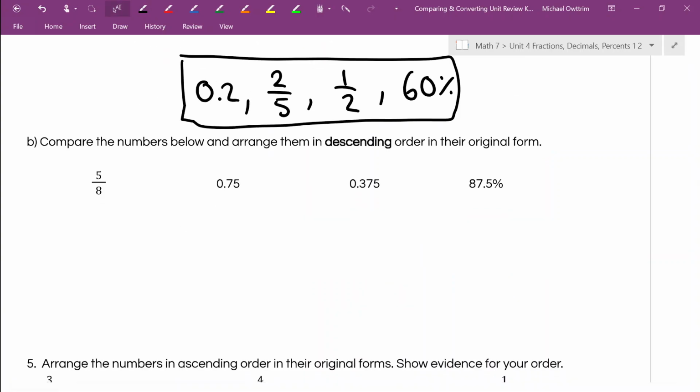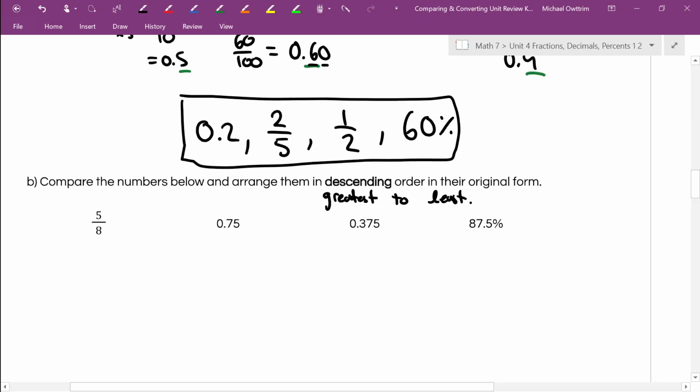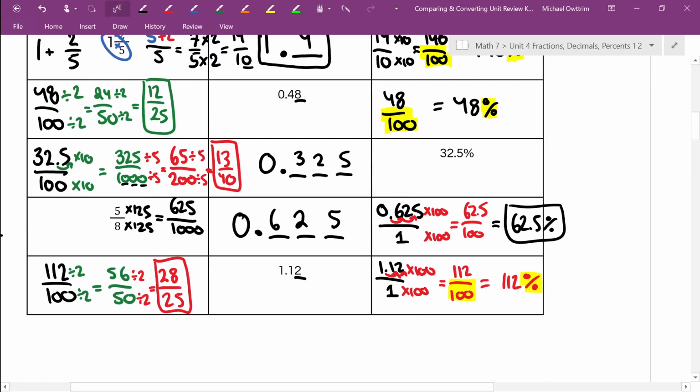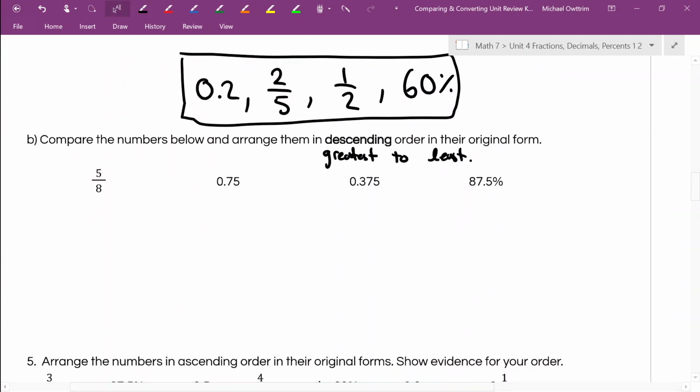Order these numbers in descending order. That means greatest to least, getting smaller. Again, I'm going to choose to use decimals for these comparisons. I've already got 2 decimals here. With my 5 out of 8, I did actually convert that one up here. You might remember 5 out of 8 is 0.625 as a decimal.